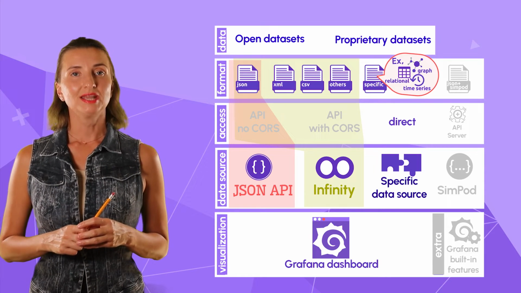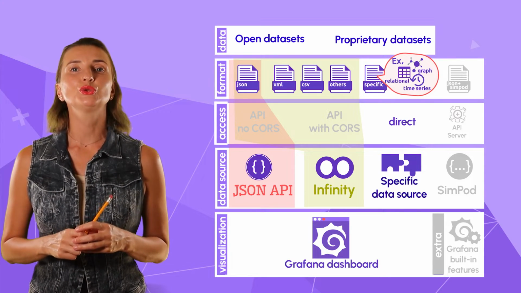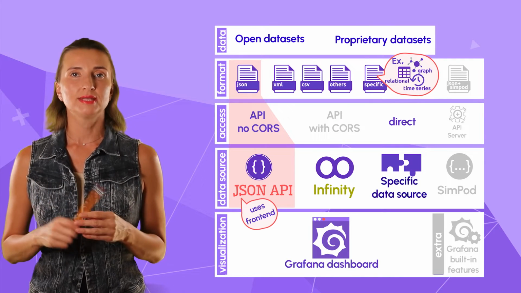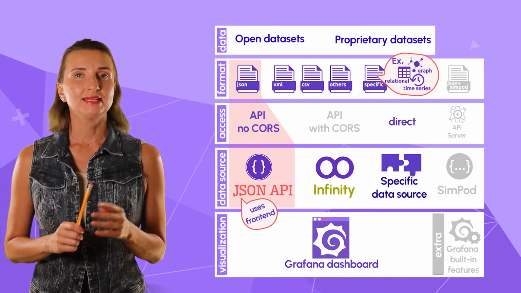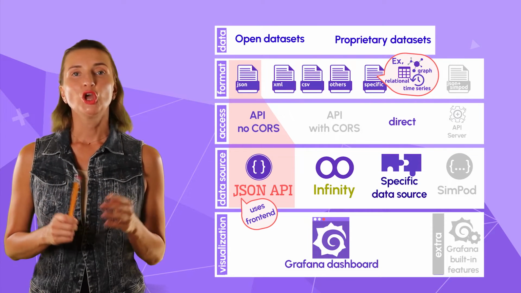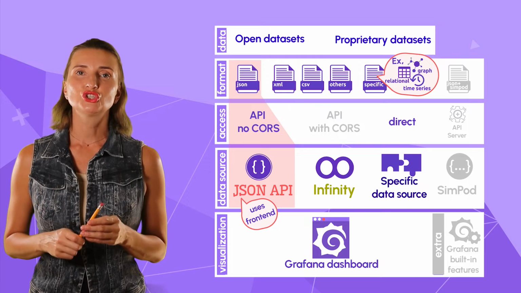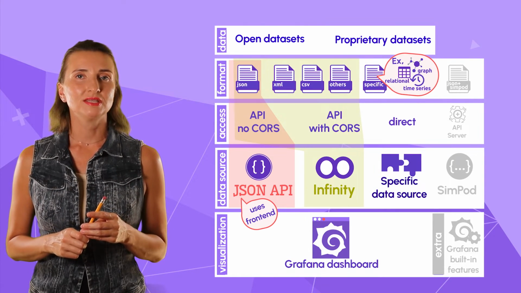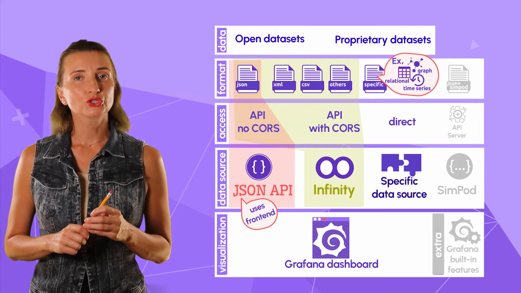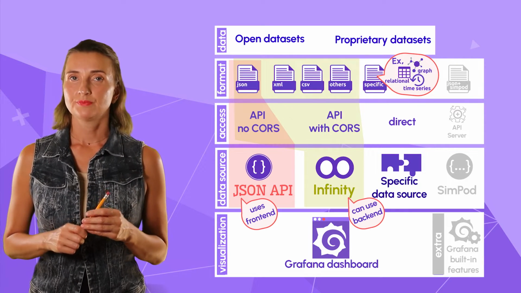Another deal breaker is how the data sources connect to the external files. JSON API does it via the front end. That means JSON API data source can only work in no CORS restriction environment. If CORS restrictions give you chills, you can go with Infinity. It works excellently with CORS since it reaches other resources from the back end.